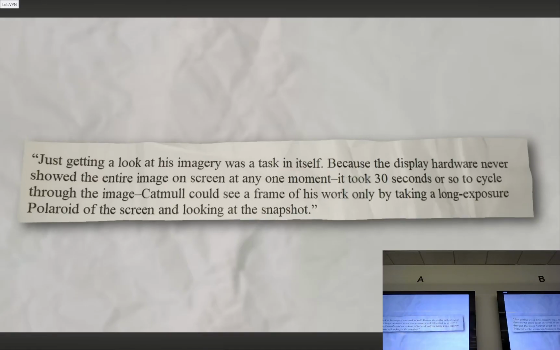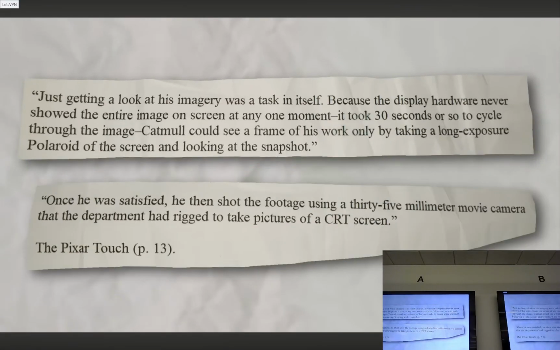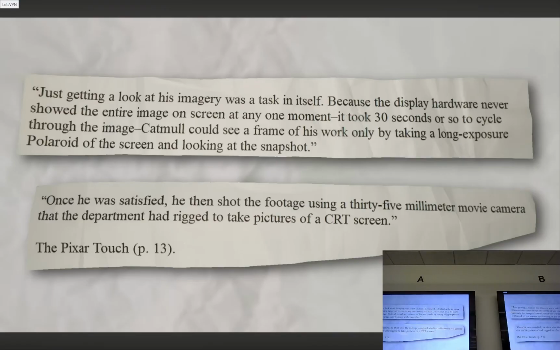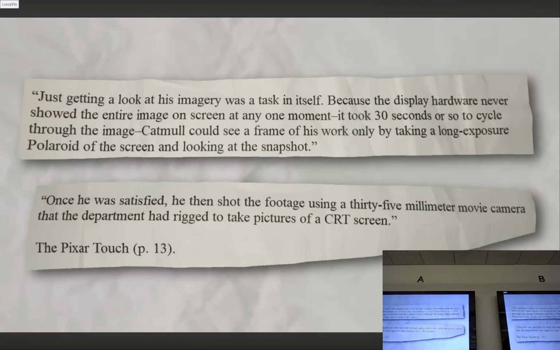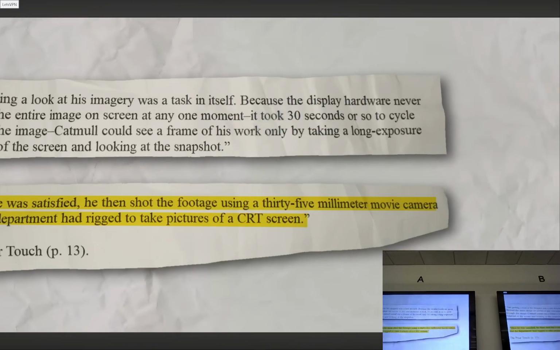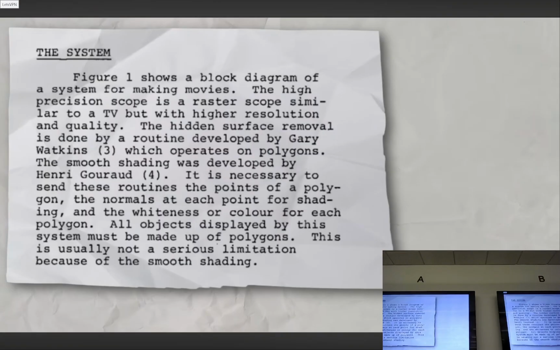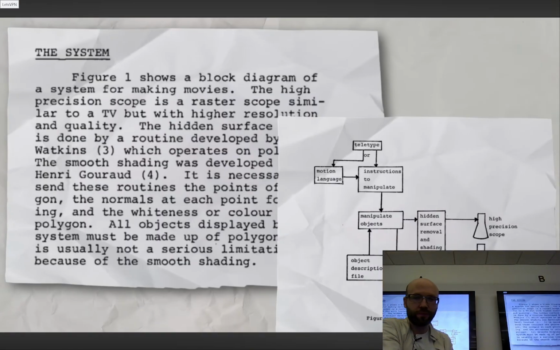Campbell could see a frame of his work only by taking a long exposure shot of the screen and looking at the snapshot. Once he was satisfied, he then shot the footage using a 35mm movie camera that the department had to take pictures of a CRT screen. This passage makes it sound easier than it actually was. I've been digging around through research papers to try and find exactly how this photography rig was set up, and they all gloss over that particular detail.